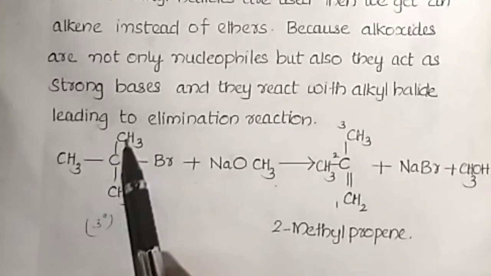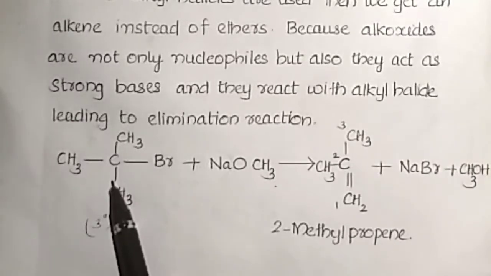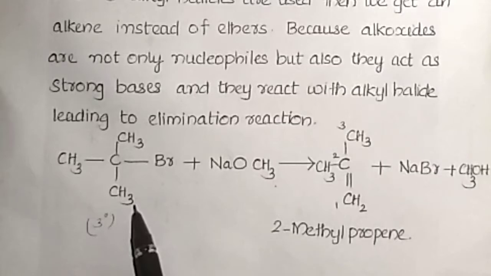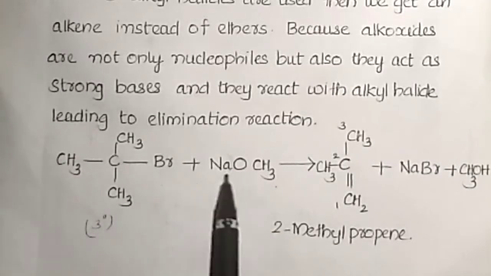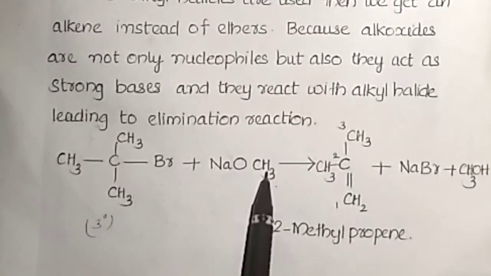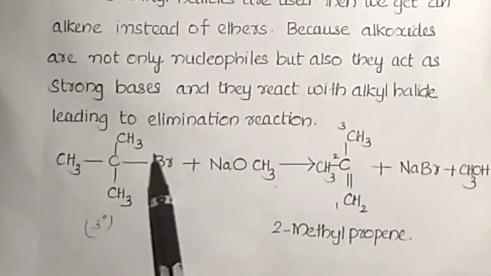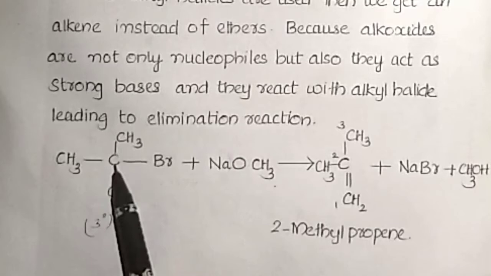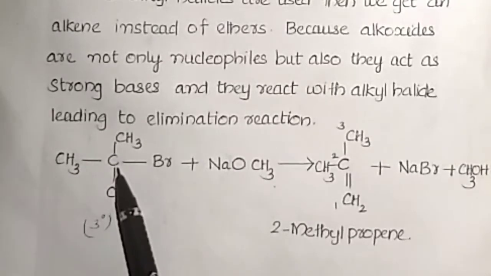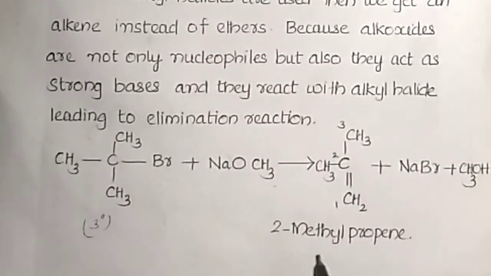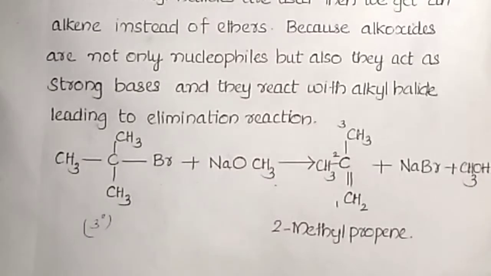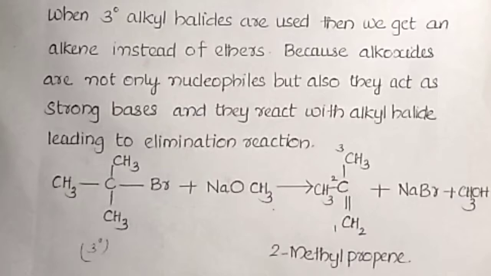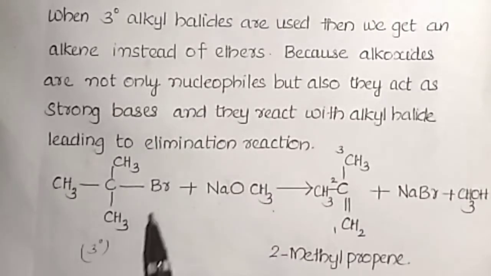Then we get CH3 double bond CH2, because one hydrogen is given to this oxygen atom to form CH3OH. So the products are NaBr plus CH3OH plus CH3 double bond CH2, 2-methylpropene. So here elimination takes place instead of ether formation if it is a tertiary alkyl halide.